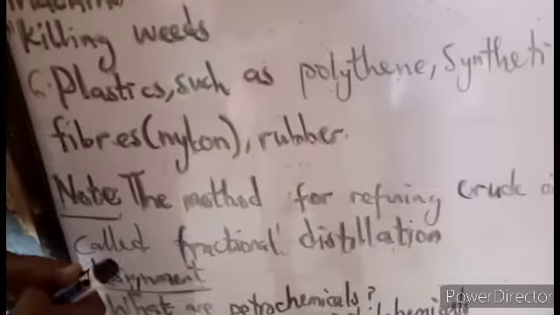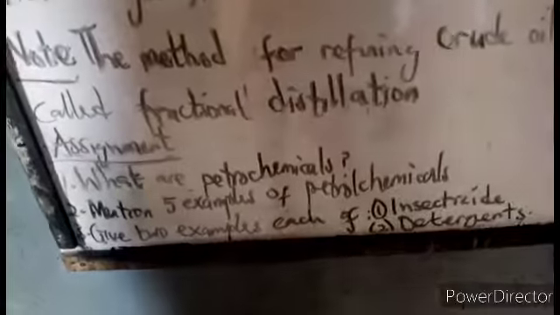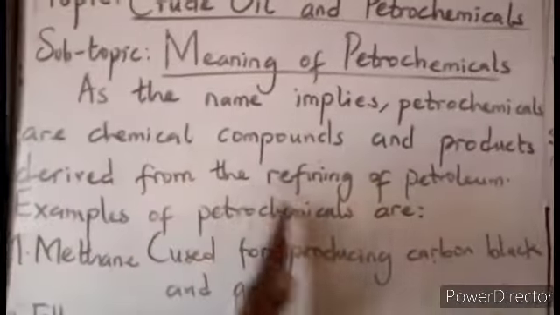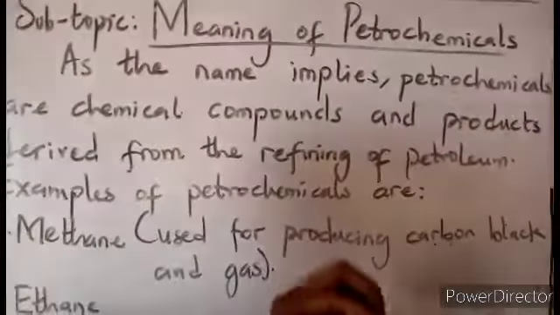Alright, at this point, I will leave you with the take home. What are petrochemicals? It is in the definition. Petrochemicals are chemical compounds and products derived from the refining of petroleum. So after petroleum has been refined, the remaining products are called petrochemicals. Okay? Mention 5 examples of petrochemicals.